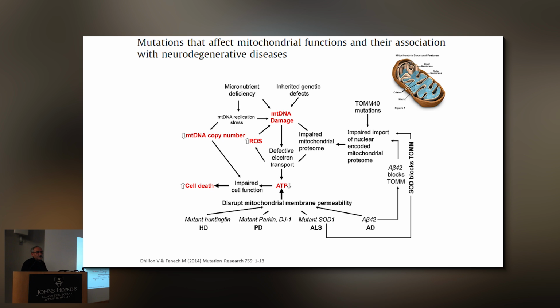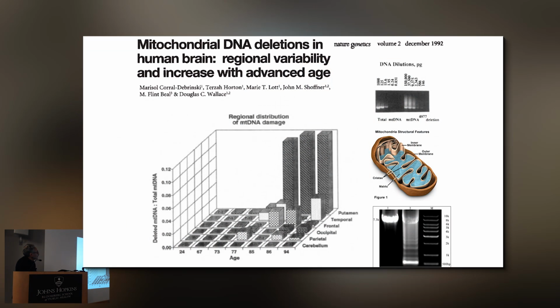In the case of Alzheimer's disease, A-beta-42 can block TOM. TOM is a structure on the membrane of the mitochondrion, which allows the import of nuclear encoded proteins that the mitochondrion needs for its electron transport chain. And the same problem can happen with ALS. So the mutant SOD in ALS can block TOM as well. So these are some of the important issues and mechanisms affecting these conditions.